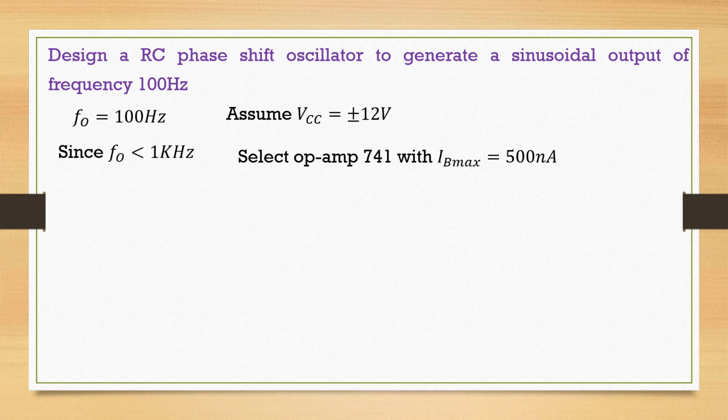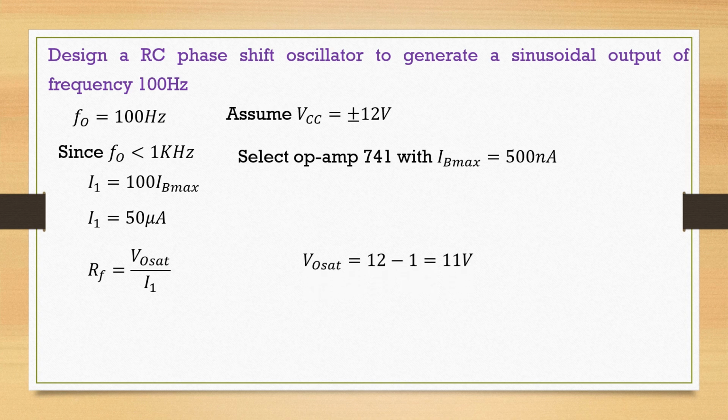If we know IB max, then we can find the current I1. I1 will be equal to 100 times IB max, which is nothing but I1 equal to 50 microamperes. Once we have obtained the value of I1, we can calculate the value of resistance RF. RF will be equal to V0 sat divided by I1, where V0 sat is nothing but 12 minus 1, which is equal to 11 volt. Substituting these values in the RF expression, we get 220 kilo ohm, which is a standard value of resistance. So RF is obtained.